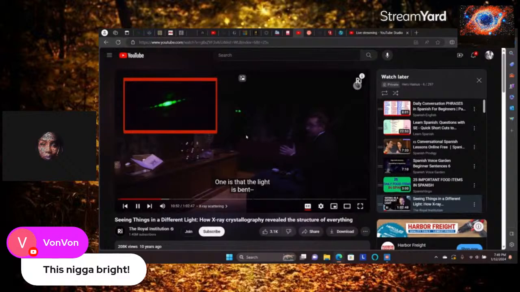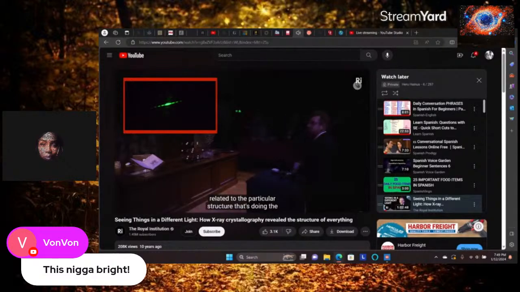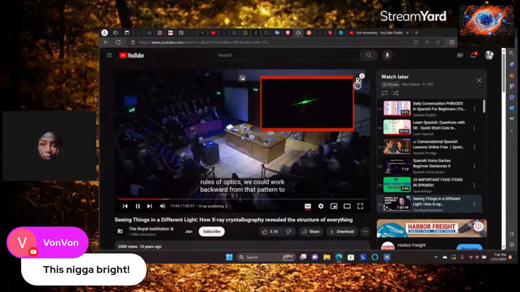That's good enough. bent. Oh yeah, he's very intelligent. By that small object, and Very there's a intelligent. pattern here that appears to be related to the particular structure that's doing the scattering. And so there's a relationship that, if you understand the rules of optics, we could work backward from that pattern to figure out that we had a single slit here.